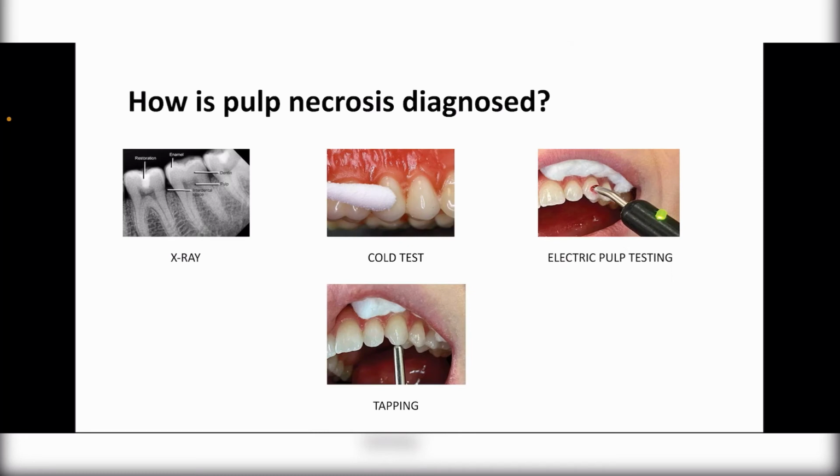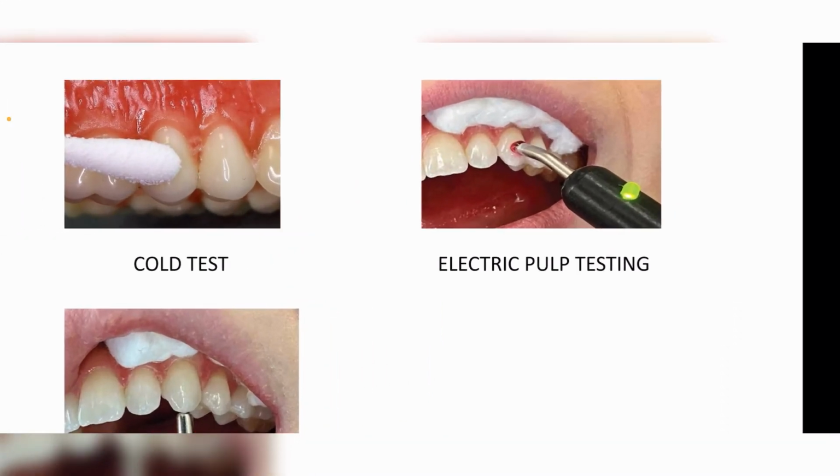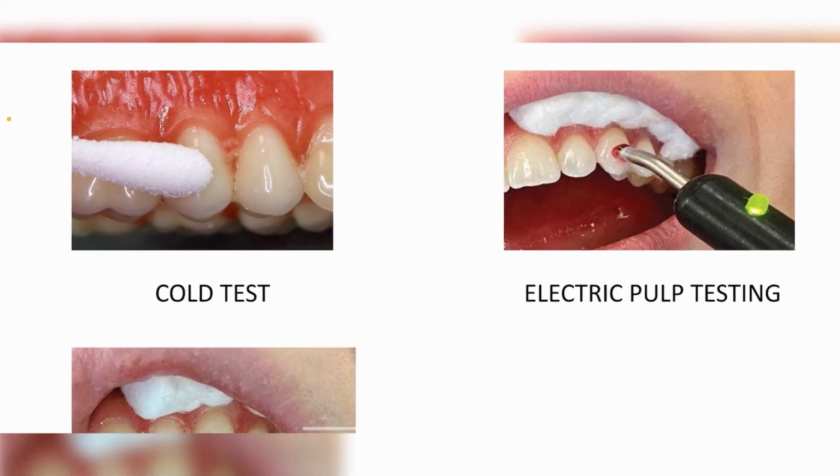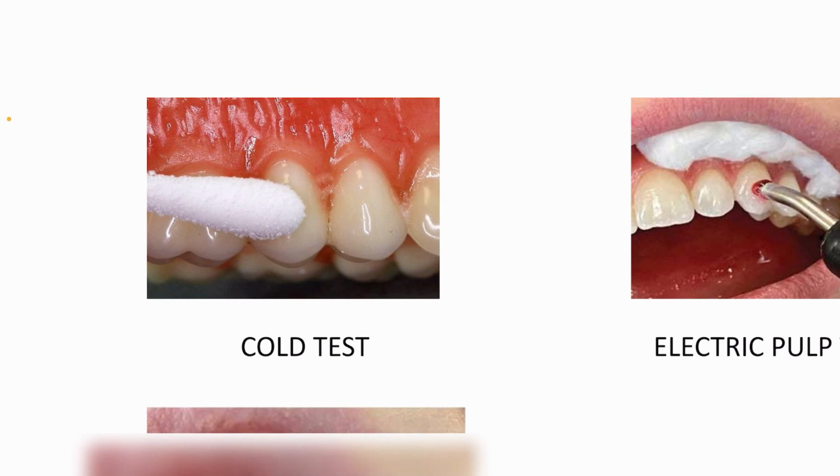So how is pulp necrosis diagnosed? We can diagnose it by electric pulp testing. In this test, an instrument delivers a small electrical pulse to your tooth. If you can feel the stimulation, your pulp is alive. In pulp necrosis, you won't feel the electrical pulse. We also have the heat or cold test. This involves touching your teeth with a cold substance, and the dentist may also ask about the sensitivities you have experienced while eating or drinking.